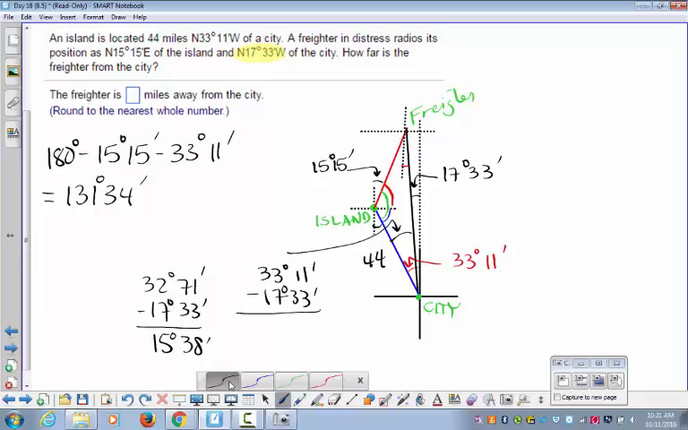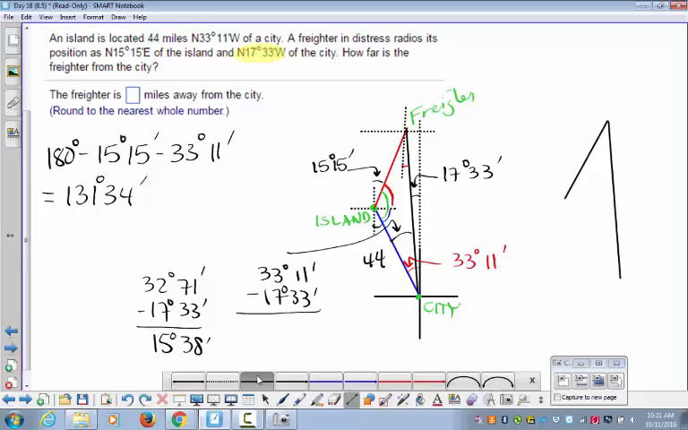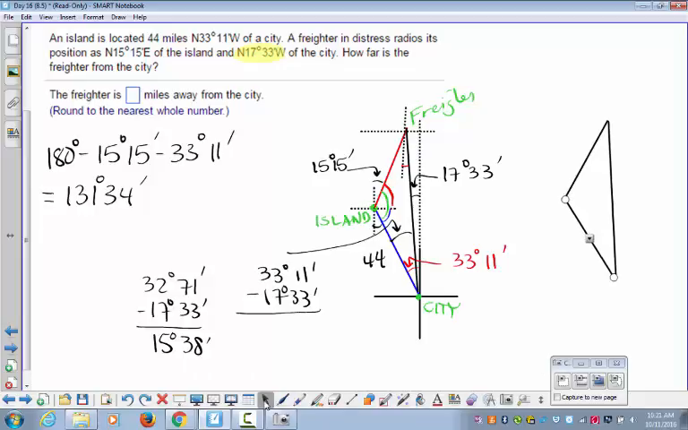So once you get the angles, you know how to go from there? Yeah, pretty much. Because once we have that angle, then we have an angle-side-side situation. So let me summarize by drawing the triangle with the angles that we now know. So our triangle for throwing it into law of sines or law of cosines, I guess law of sines at this point. This angle here is 131°34'. This side is 44. And this angle here is 15°38'. So we have a side in between two angles, angle-side-angle.